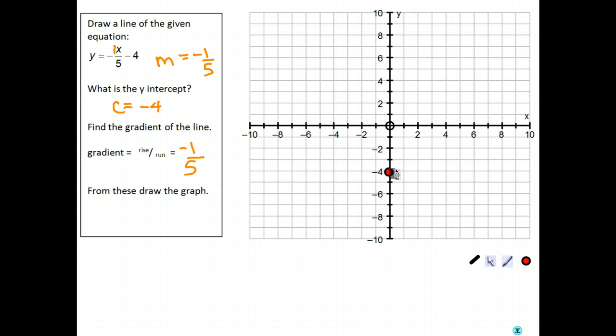That's the y-intercept. And then for the next point, the rise is negative 1. The gradient is 5. The rise is negative 1. Not the gradient, the run is 5. And we go ahead and draw the straight line. And then I've got to extend it in the opposite direction like so. So there's the graph of y equals negative x on 5, subtract 4.